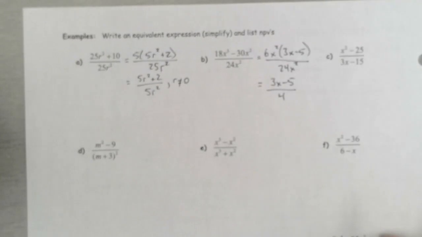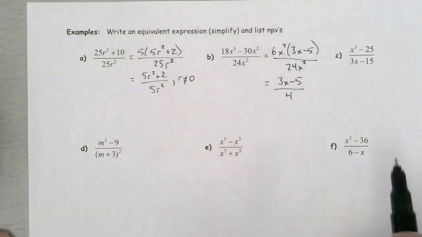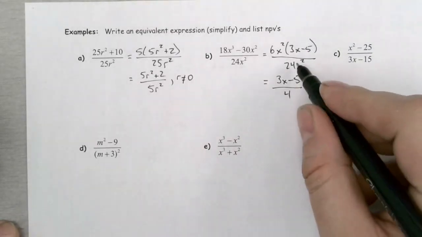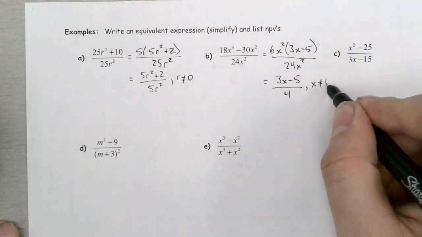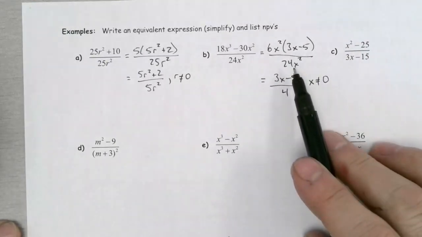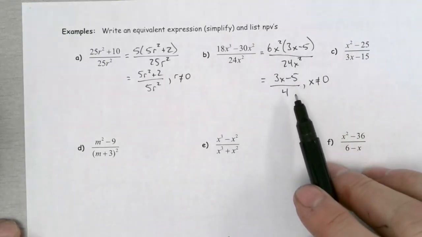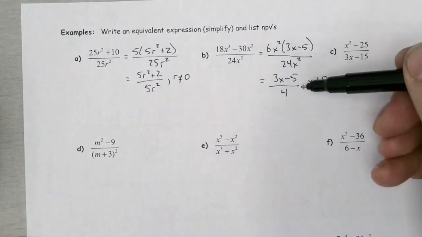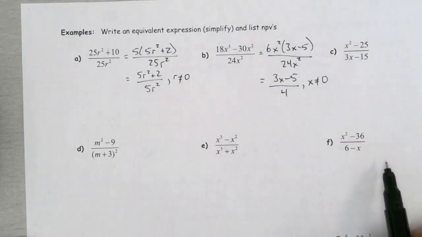Whoops, that didn't do it. There we go. But previously we lost the x squared there. The x was not allowed to go to 0. Up here the x couldn't go to 0, and now that it's gone, that x can still not go to 0 in order to make these expressions the same.